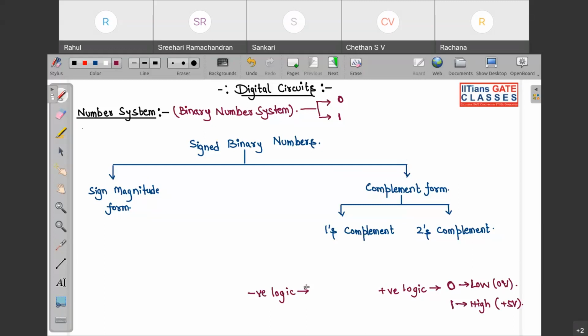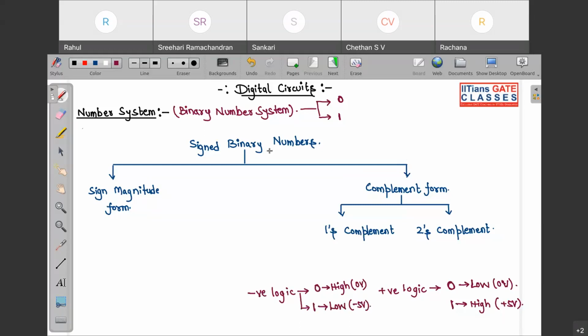In negative logic, 0 corresponds to high, that is 0 volt, and 1 corresponds to low, that is your minus 5 volt. Okay, minus 5 volt. So this is your negative logic.